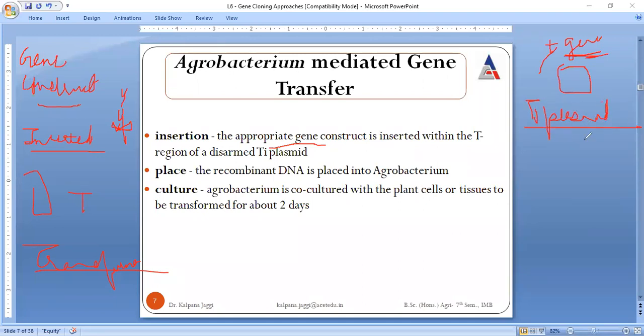And within the Ti plasmid, the main factor is tDNA, right? Main factor is tDNA. Now, what is to be done? So here, the appropriate gene construct. First of all, we have constructed an appropriate gene that is about to give the desirable features, right? Thereafter, this particular gene construct is inserted into the T region.